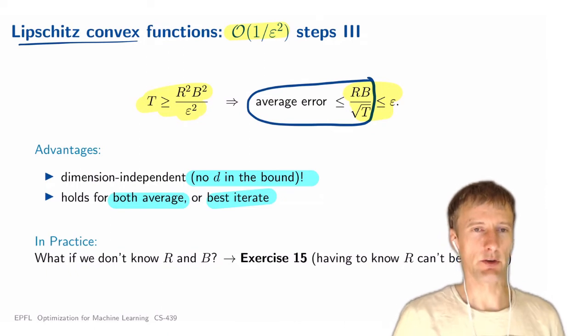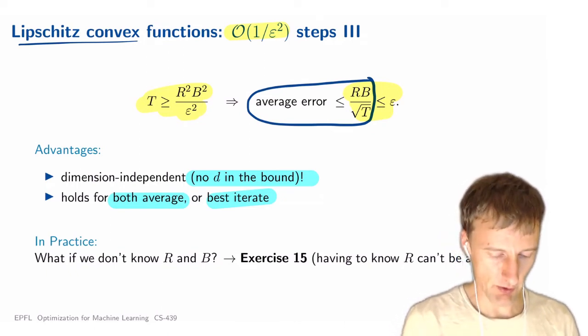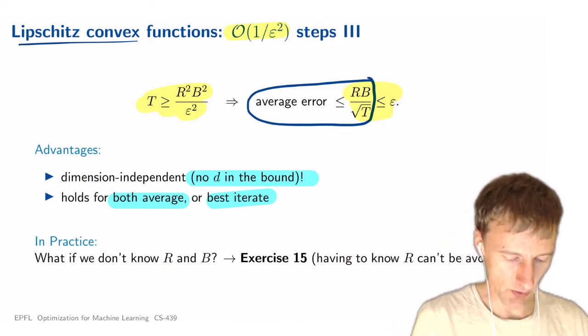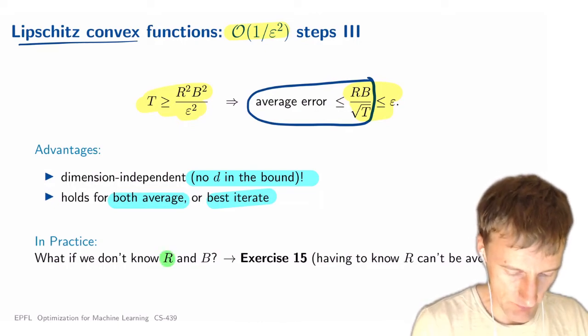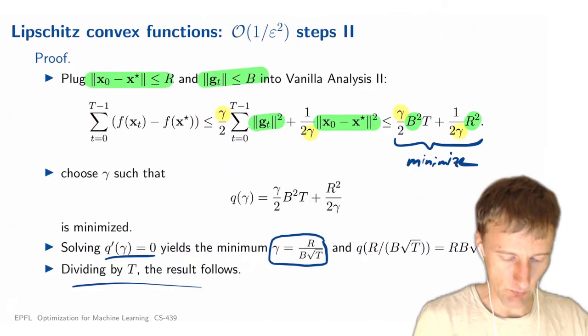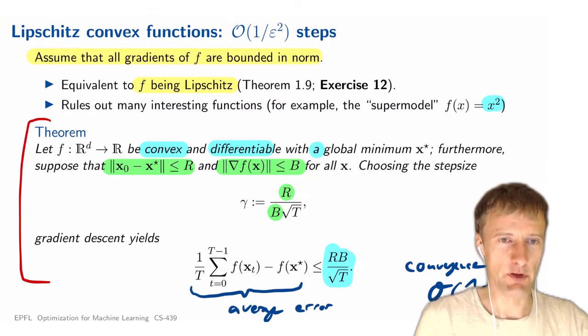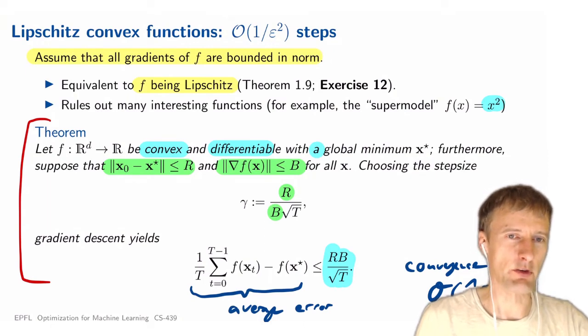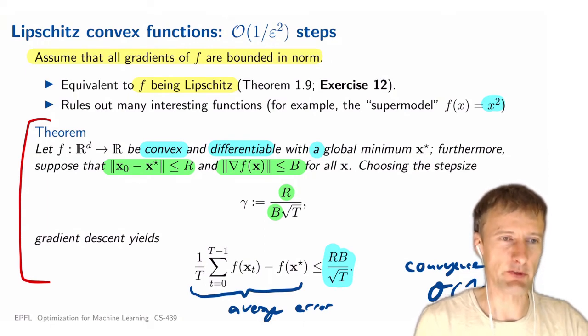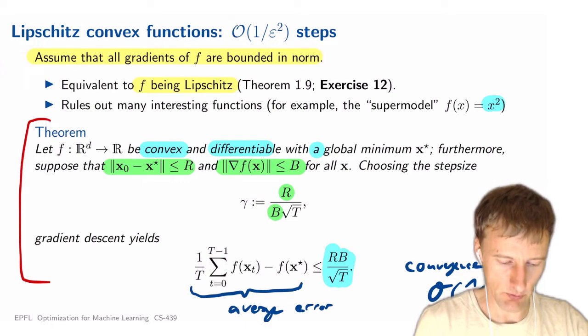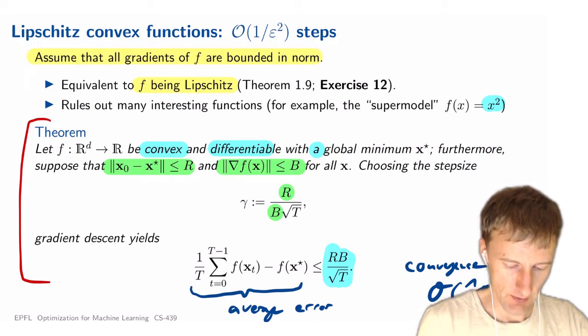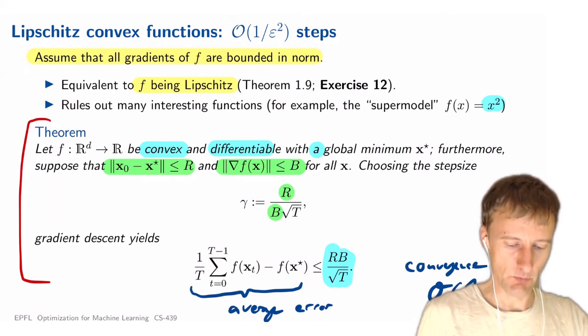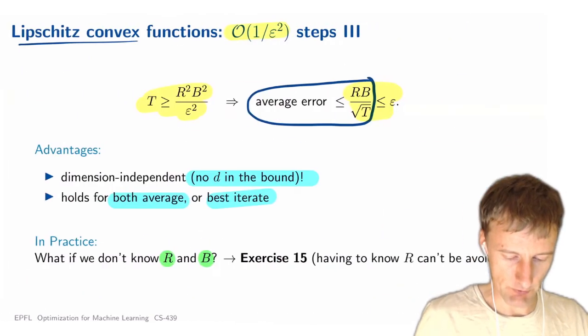Okay, another small thing you can think about is what do we do if you don't know r and b? So that might be an issue. Why is that? Because we need to know both r and b to determine our good step size, to know that we have a step size which works for our theorem.